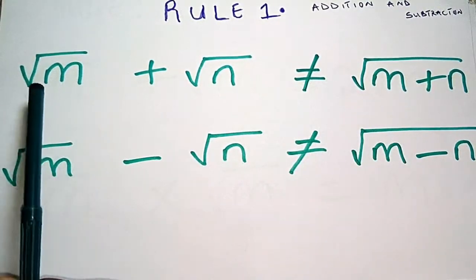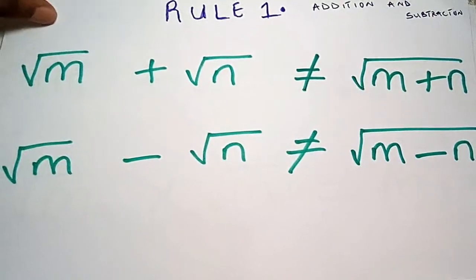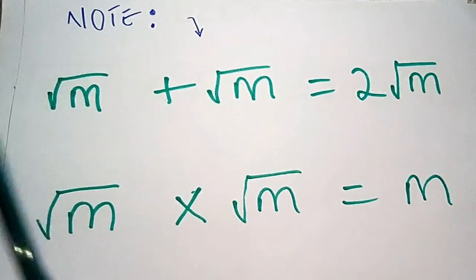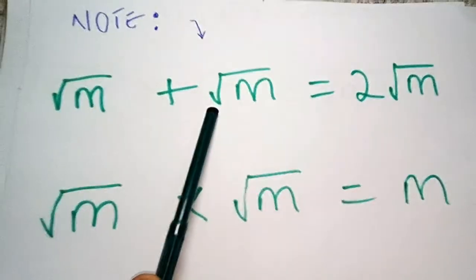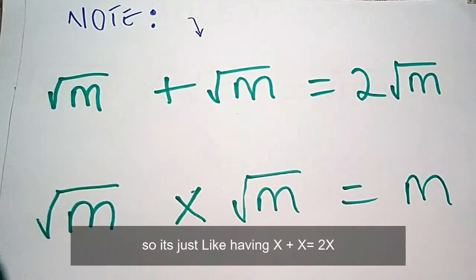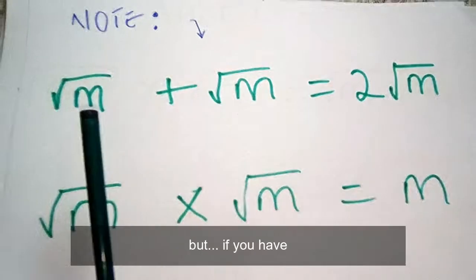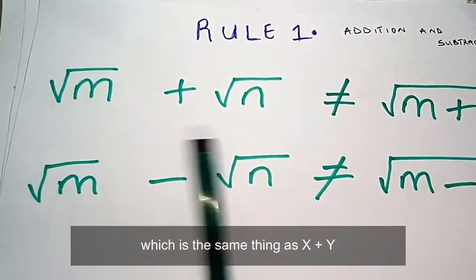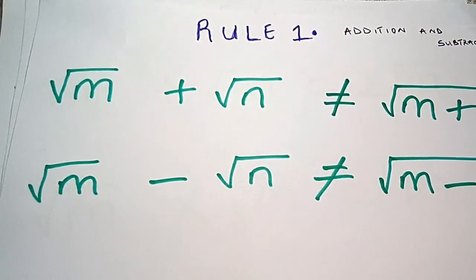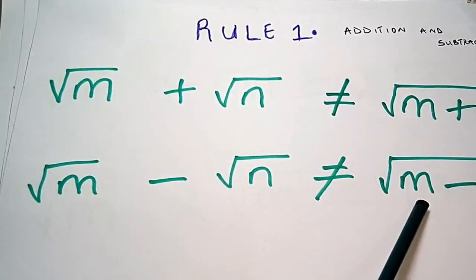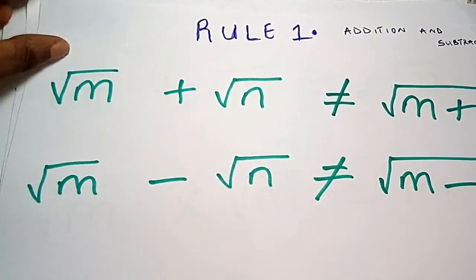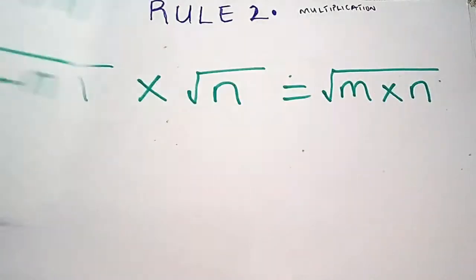Now if you have similar roots, that's when things work out well, but not in this format. So if we have similar roots like root m plus root m we get 2 root m. It's just like having x plus x to give us 2x. But if you have this, like we said, it's just like having x plus y, which is the same thing as x plus y, and x minus y is the same thing as x minus y. It doesn't give us this and doesn't give us this. Now, the only way we can get something like this is in the next tip, which is multiplication.